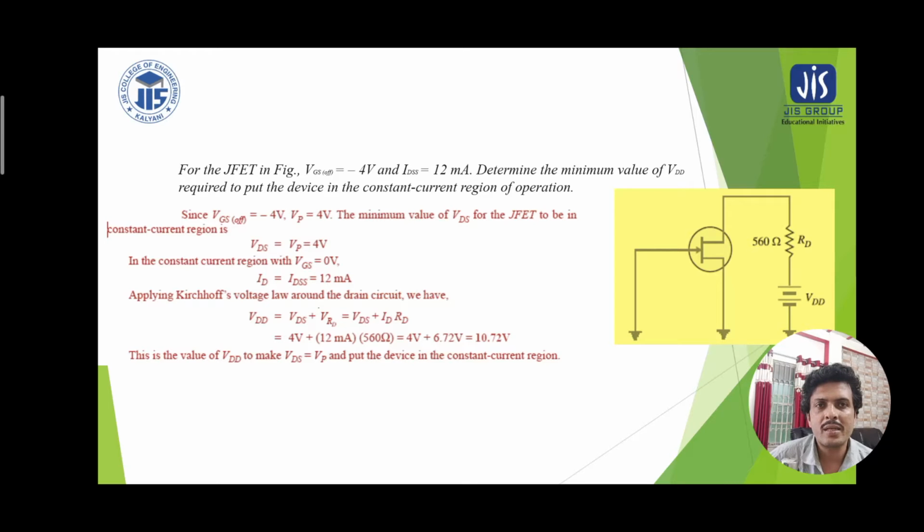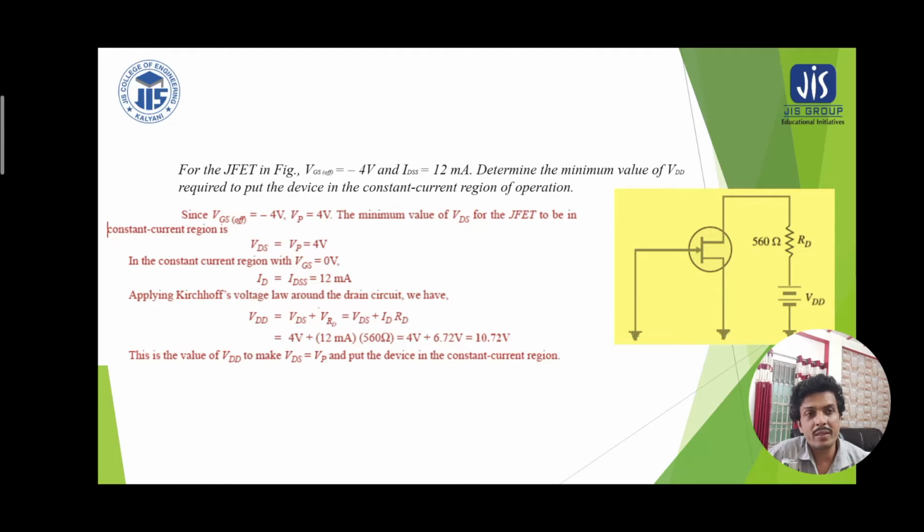So in this case, VGS off is already given as minus 4 volt. VP is equal to therefore 4 volt. This pinch off voltage is also 4 volt. The minimum value of VDS for the JFET to be in constant region is VDS equal to VP equal to 4 volt. So therefore the drain to source voltage should be equal to pinch off voltage when the FET enters into saturation region, because here the pinch off voltage is nothing but the overdrive voltage, and that is the difference between the gate to source and the threshold voltage.